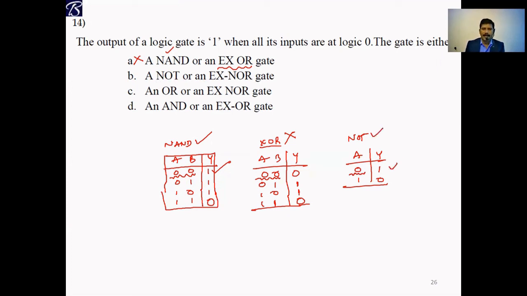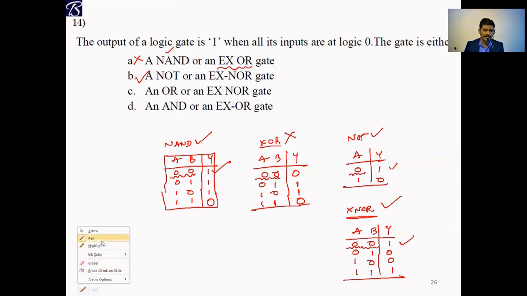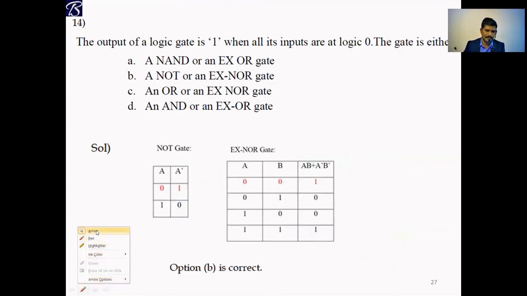Observe the XNOR operation. What is the truth table? This is A, B, this is Y. The truth table of the XNOR gate is 1, 0, 0, 1. So when all inputs are 0, the output is 1. This is matching. So XNOR and NOT both are matching, so option B is correct. Let us check the answer. Option B is correct. Please note down this one, and let us move to the next problem.